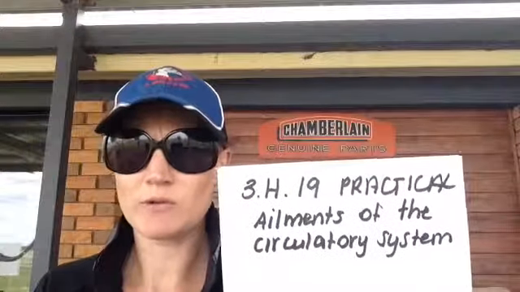Okay, this is for practical 3.H.19, ailments to the circulatory system. We're just going to talk about some illnesses of the circulatory system. Our first one is piroplasmosis. Now this is caused when parasites are transported from one horse to another via ticks.